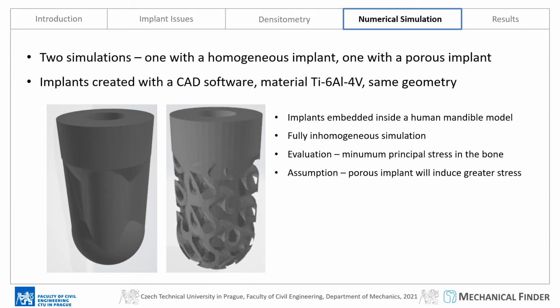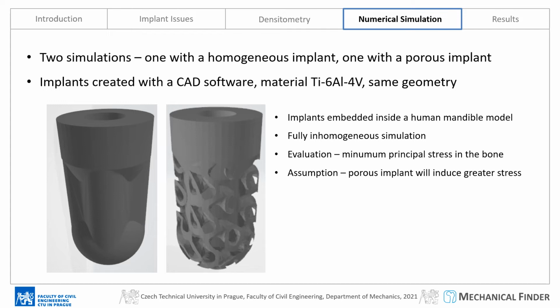I have used the same bone segment, the same geometry, and the same material for both implants. The implants were fully embedded inside the human mandible model. The simulation was fully inhomogeneous, and for evaluation I have decided to use minimum principal stress in the bone, so predominantly the compressive stress.